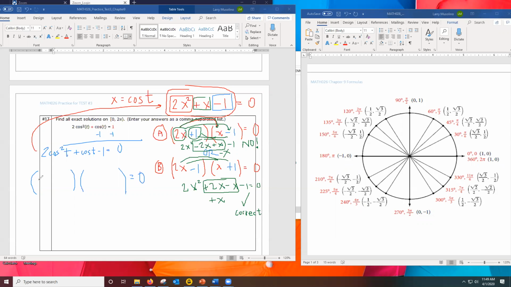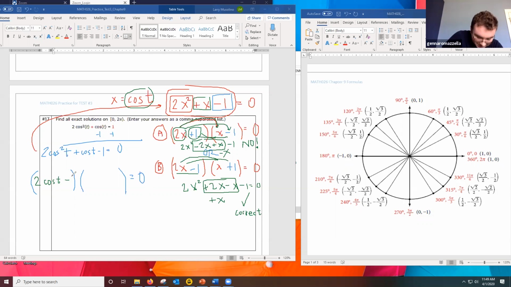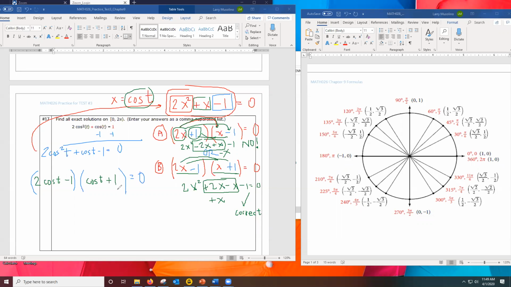Let me go back to our original equation because now I know how to factor this. Remember, x was cosine t. So when I see 2x minus 1, that's really 2 cosine t minus 1. And the second parenthesis was x plus 1, but that's cosine t plus 1. Remember, I just used the x's here to make it easier to factor, but I have to go back to the cosines for the original expression. Now I have one parenthesis times another parenthesis equals 0. I can break this up into two parentheses equal to 0. So this is going to be 2 cosine t minus 1 equals 0. And then this is going to be cosine t plus 1 equals 0.